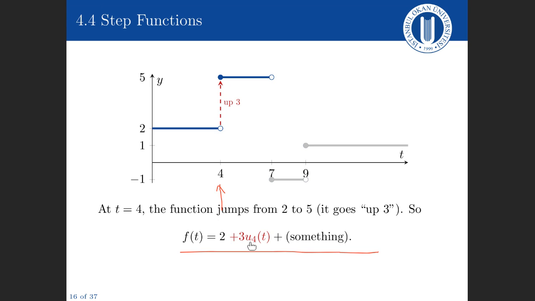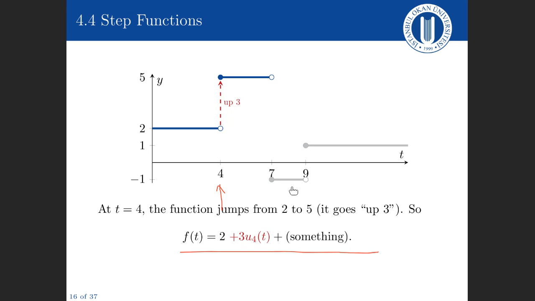Remember, u4 is equal to 0 between 0 and 4. So on the first part of the function, we have 2 plus 0. And then u4 is equal to 1 after 4. So after 4, we have 2 plus 3, or 5.